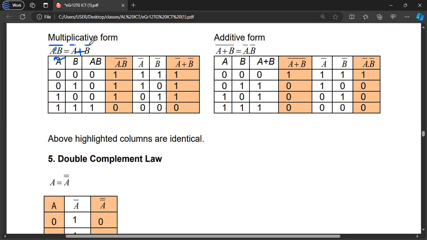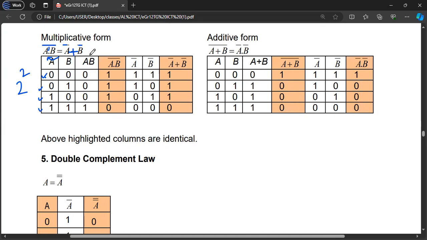So let's go through the truth table also. Now A, B, two inputs are there. So 2 to the power 2 is 4, right? 4 combinations are possible. The first one is 0, 0, dear. Second one is 0, 1. Third one is 1, 0. And fourth one is 1, 1. Then what does AB mean? A into B. 0 into 0, 0. 0 into 1, 0. 1 into 0, 0. 1 into 1, 1. AND logic.